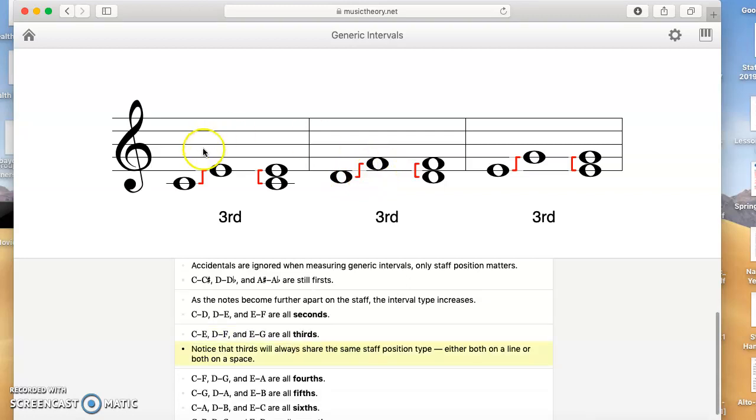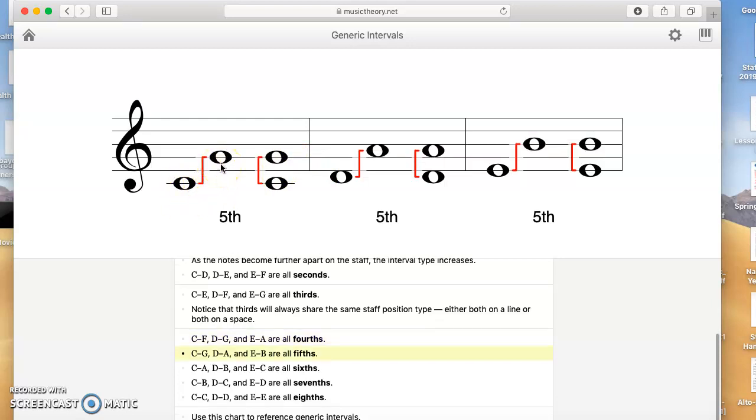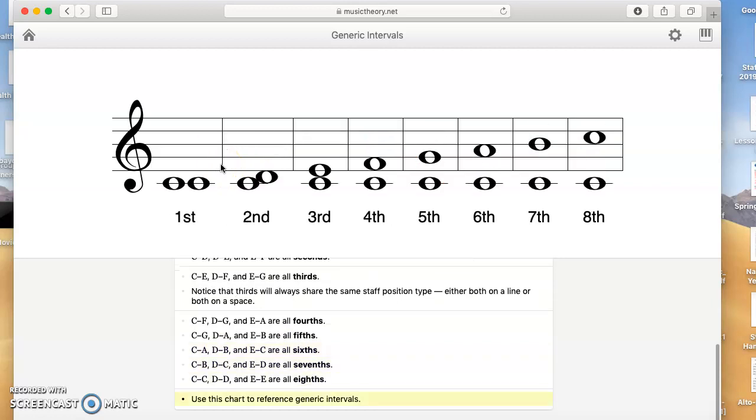Notice that the thirds will always share the same staff position type. So if it's a line, it's a line. If it's on a space, the next note is on a space. Okay. Here are fourths. 1, 2, 3, 4, fifths, sixths, sevenths, eighths, and so on.